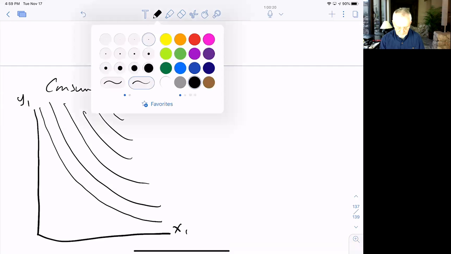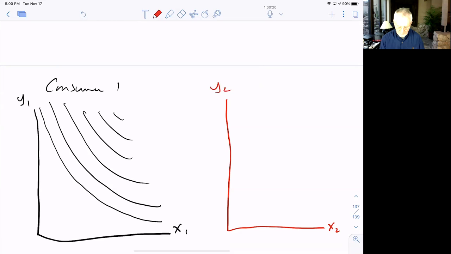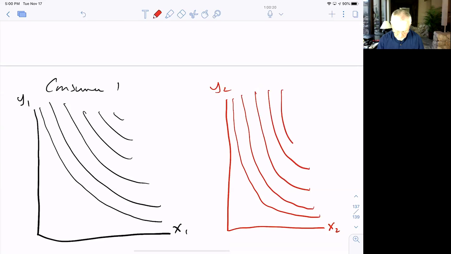And the same holds for consumer two. I'll do consumer two in red, so we've got red and black here. So consumer two is going to consume X and Y, and also has some tastes and preferences over the consumption bundles containing X and Y. So this is all pretty standard. We have two consumers, consumer one and consumer two, both of whom have well-behaved tastes and preferences.